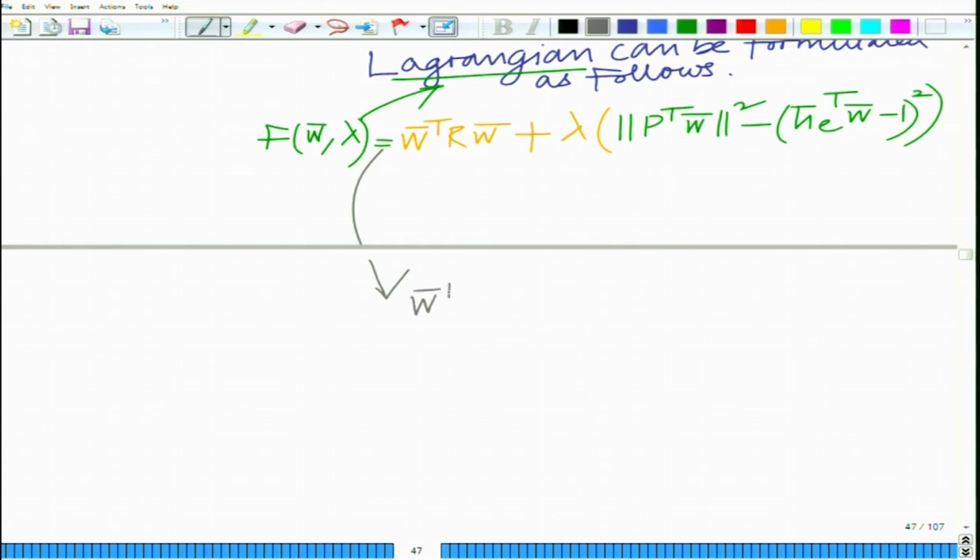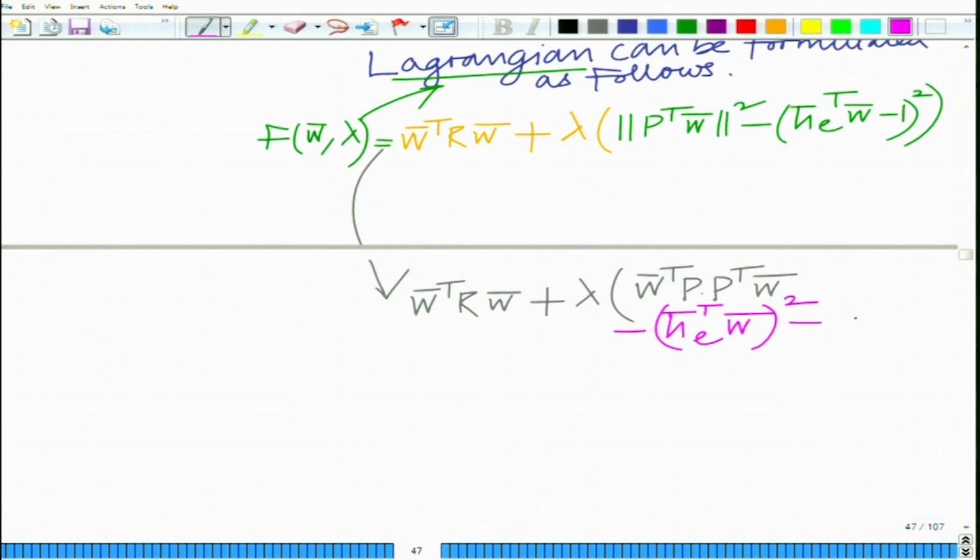So, this will be W bar transpose R W bar plus lambda times, now, the norm of a vector square, P transpose W bar square, is the transpose of a vector times itself. So, that will be W bar transpose P into P transpose W bar, minus the square of this quantity. The square of this will be H bar E transpose W bar whole square minus 1 plus twice H bar E transpose W bar.